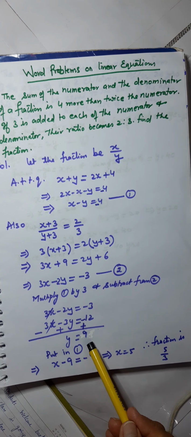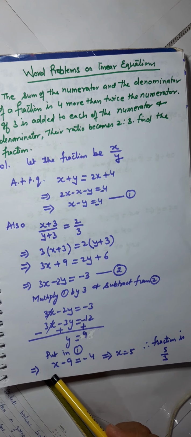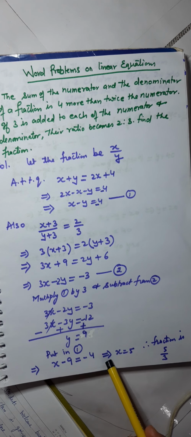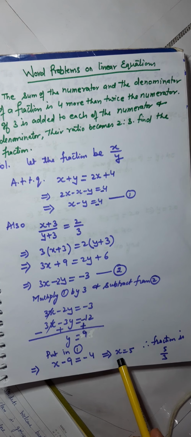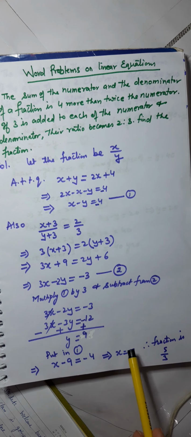Now put this value of y in equation number 1, which gives me x minus 9 is equal to minus 4, which implies x is equal to 5. Therefore, the fraction is x upon y, that is 5 upon 9. So this was my elimination method.